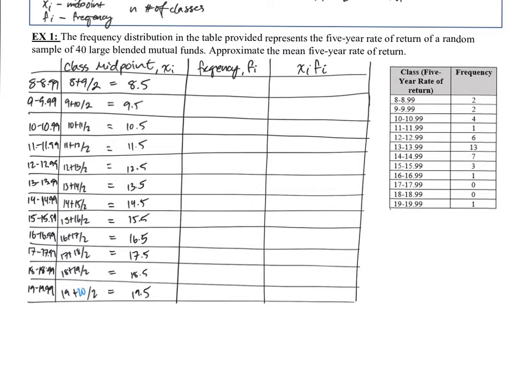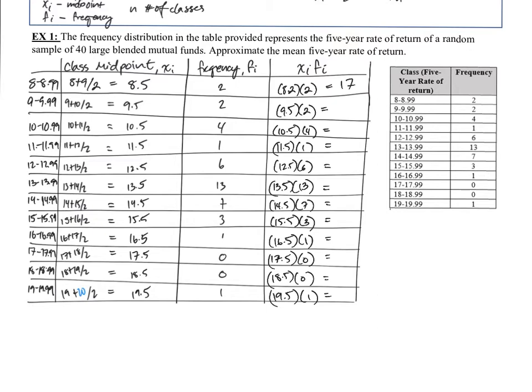You're just going to copy down the frequency from the chart there, so that's 2, 2, 4, 1, 6, 13, 7, 3, 1, 0, 0, 1. And then we'll finally do the x sub i times the f sub i values. So that'll be 8.5 times 2, which equals 17. Then 9.5 times 2, 10.5 times 4. Go ahead, pause the video, and see if you can complete this chart by yourself.